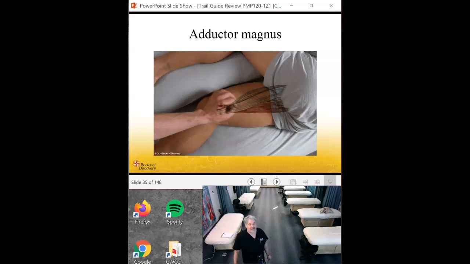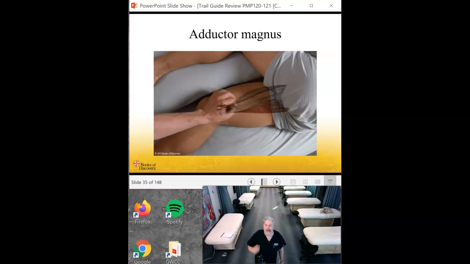Let's see. It is the adductor magnus. Everybody, I hope you're paying attention, because what's really important about the adductor magnus is that it's further back than the other adductors. The other adductors actually sit more forward in the middle thigh. They actually rest on top.